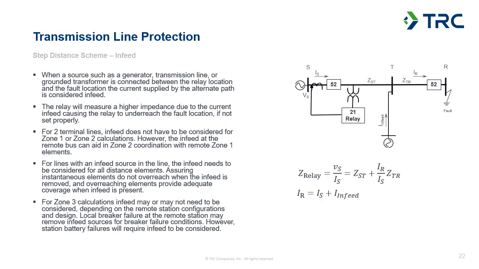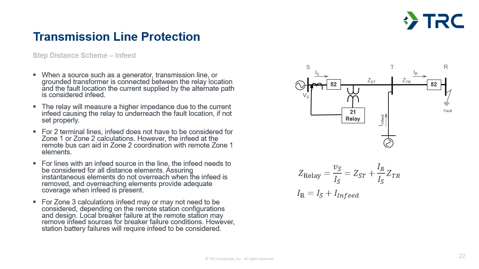So the next thing we'll talk about is infeed. Infeed occurs when you have a tap or a generation station or some other source that's connected midway through the protected transmission line. And what that's going to do is make it so that the different portions before and after the tap are going to see different fault currents, and they're going to have different voltage drops and different impedance measurements over those portions of the line.